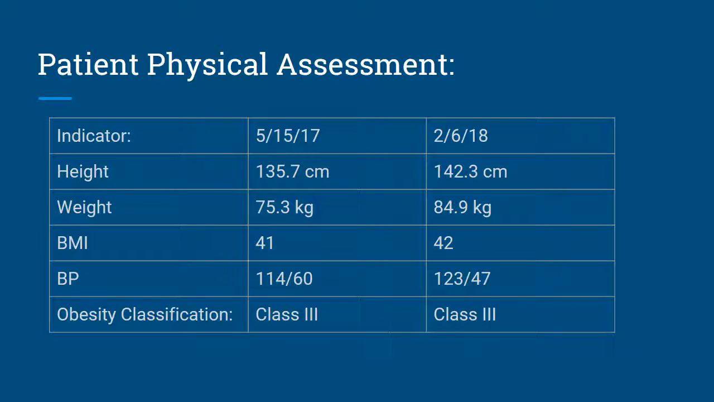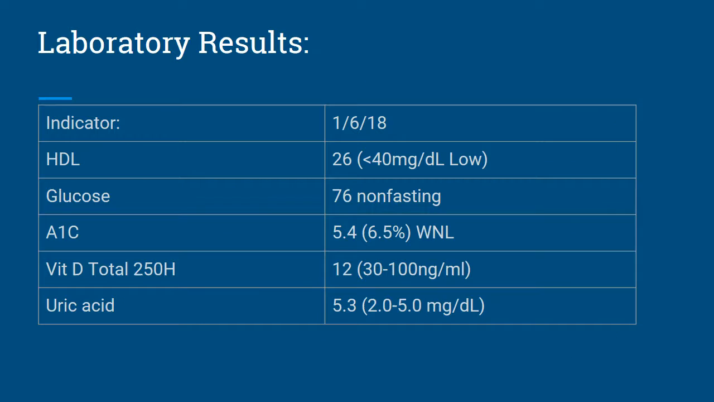The patient was assessed on different dates at the clinic. Her most recent assessment includes a height of 142.3 centimeters, weight of 84.9 kilograms, a BMI of 42, blood pressure 123/47, and an obese classification of class 3. And as you can see from the data, her BMI has risen in the past couple years, as well as her growth. She has gained height status, but her class 3 obesity has remained the same.